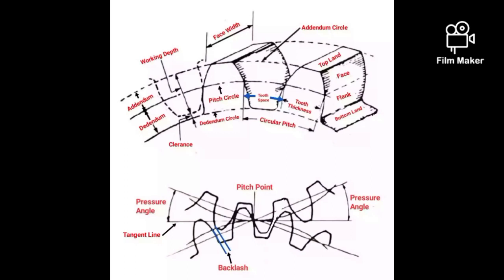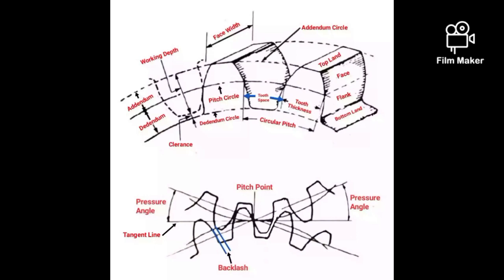Next we shall see what is addendum. Addendum is the radial distance of a tooth from the pitch circle to the top of the tooth. Next, dedendum is the radial distance of the tooth from the pitch circle to the bottom of the tooth. Next we shall see about the tooth depth. It is the radial distance between the addendum and the dedendum circle of a gear. It is equal to the sum of the dedendum and addendum.